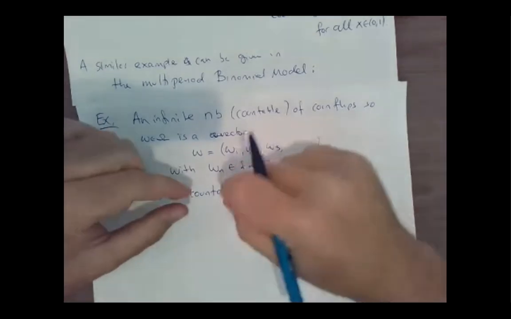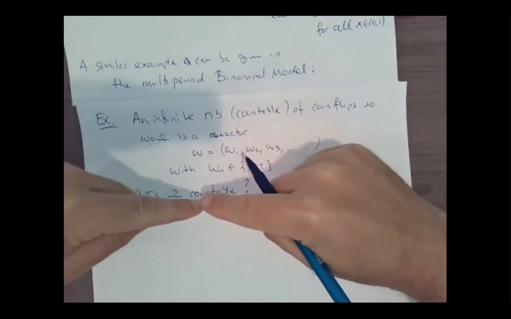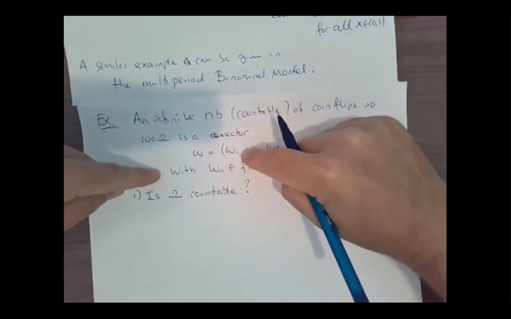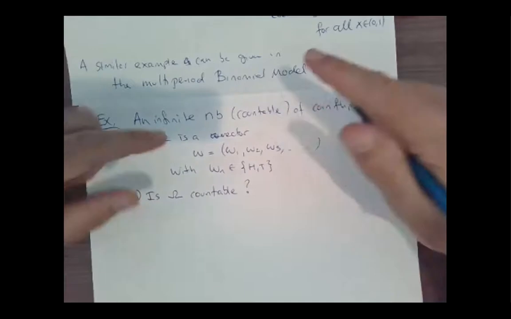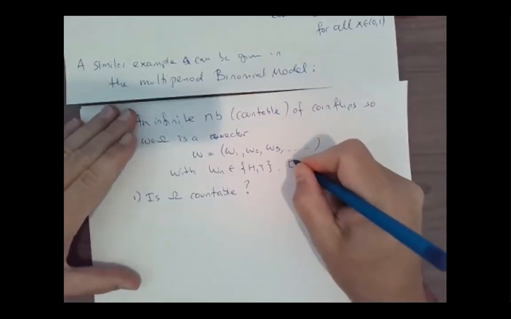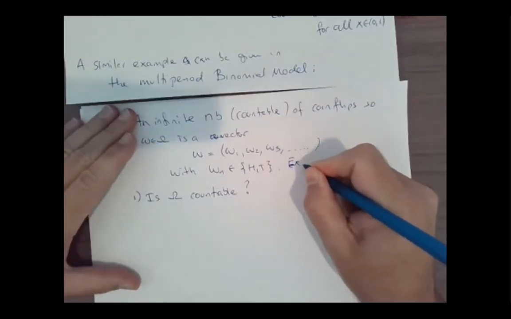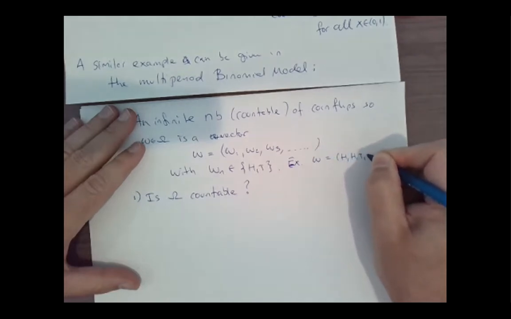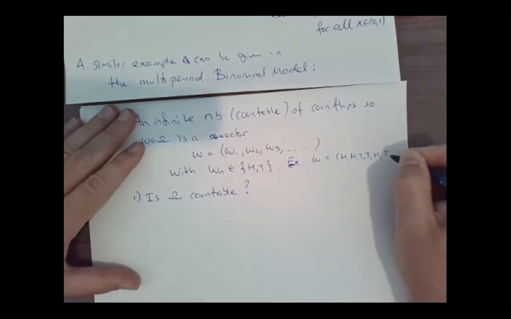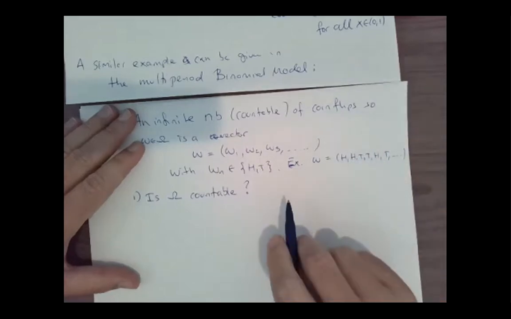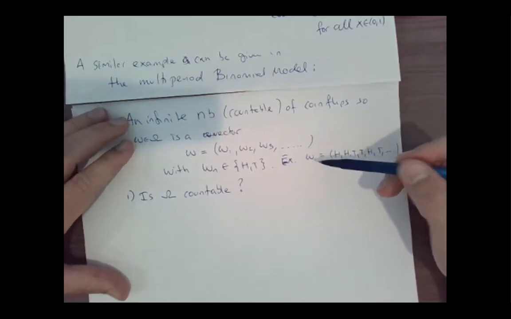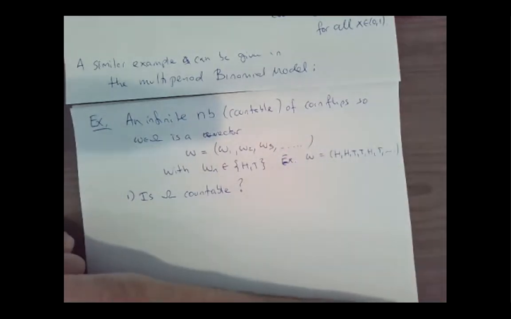So I'm looking at vectors that are strings of heads, tails, heads, tails, heads, tails. Examples of such omegas would be heads, heads, tails, tails, heads, tails, and so on. That's a long infinite string. And then I'm taking all these points, all these possible strings.